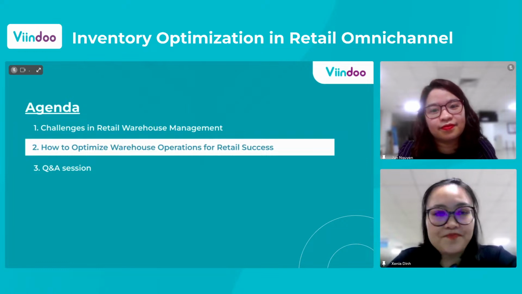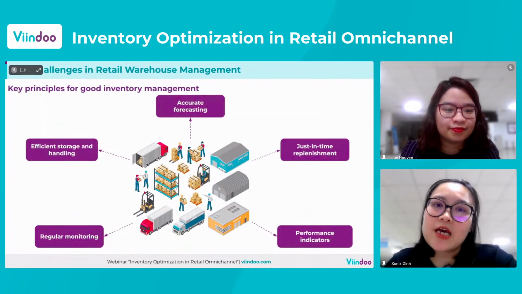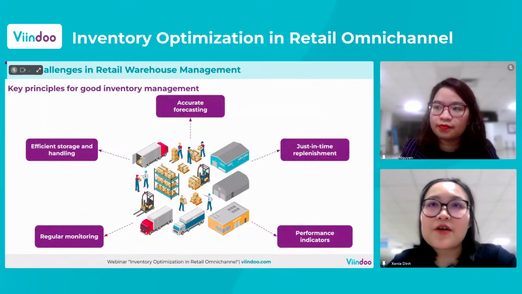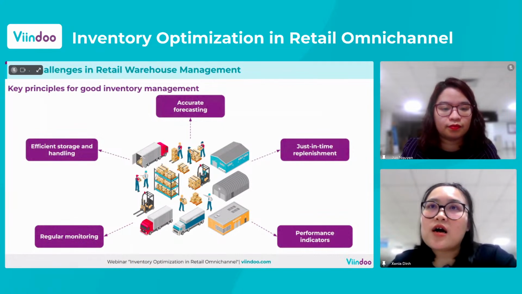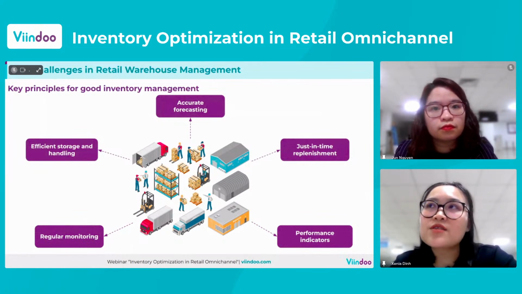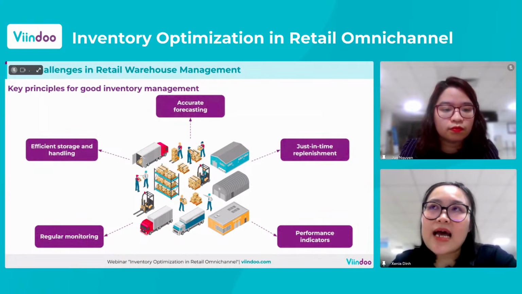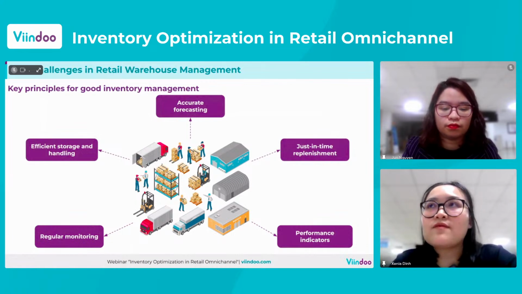So to optimize everything, we have key principles for good inventory, right? The first one is accurate forecasting. It is the very first principle. Using your historical sales data, market trends, and also seasonality to forecast future demand accurately. By knowing exactly which products are likely to be in high demand, your business can avoid overstocking or understocking of certain items.